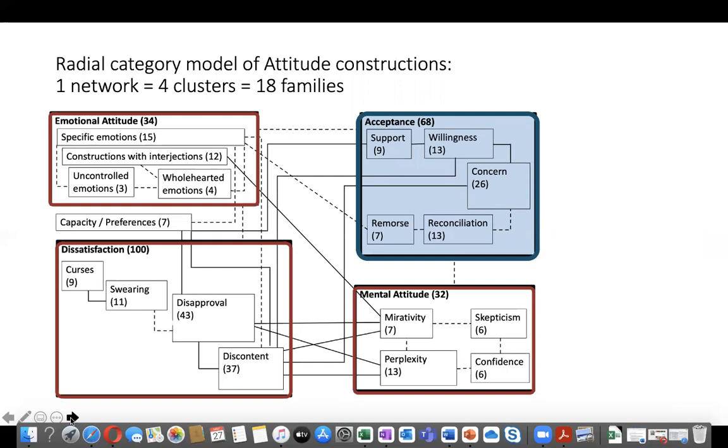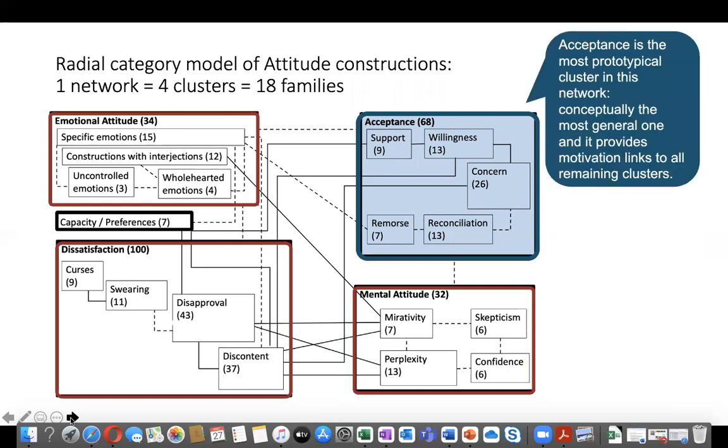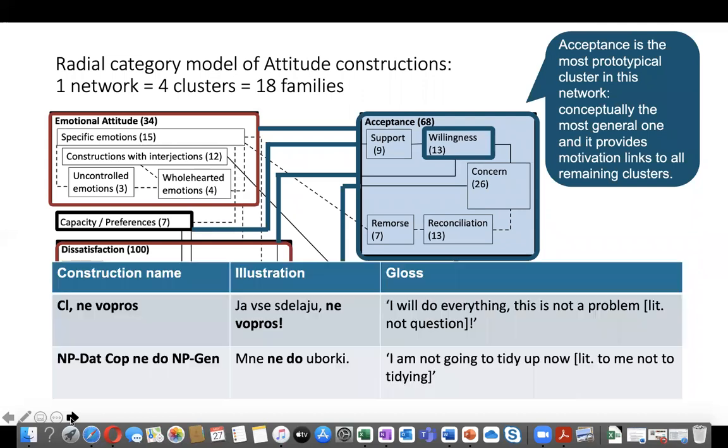The family capacity preferences does not belong to any of these clusters. The acceptance cluster is the most prototypical. It is conceptually the most general one, and it provides also motivation links to all other remaining clusters. Constructions of this cluster convey the meaning that the speaker more or less accepts a situation, for example, willingness or unwillingness to perform an action.